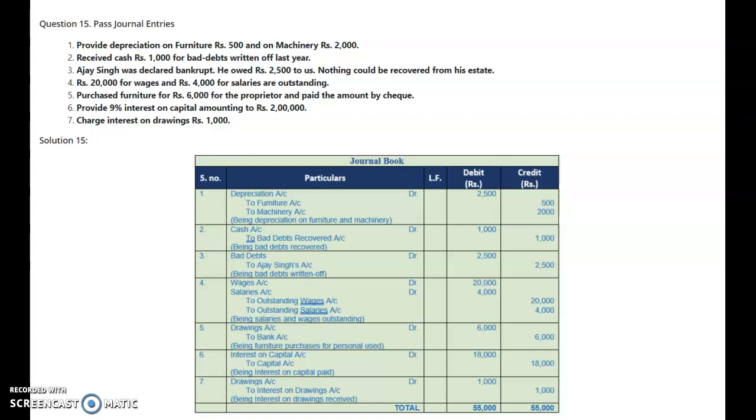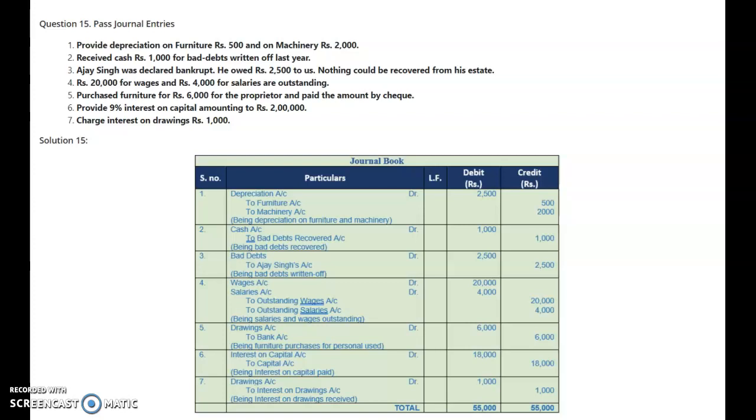We will debit it to the bad debts account because it is our loss as we had not received it. But when we receive it, automatically it will become our income. Here, see the transaction: received cash rupees 1000 for bad debts written off last year. They were written off last year as bad debts, but now they are recovered. So automatically it will become our income.